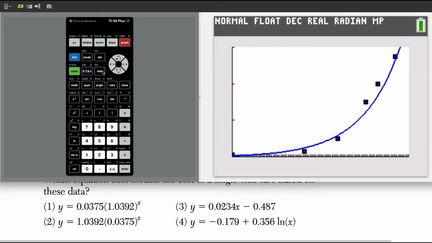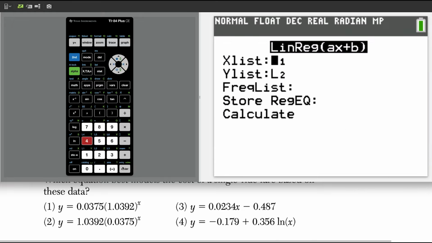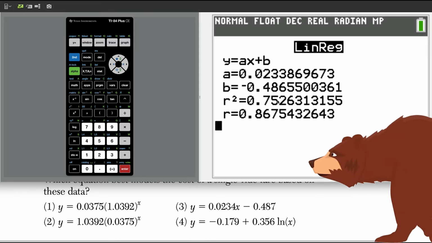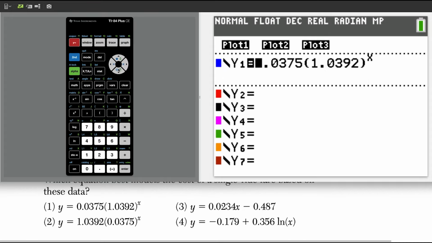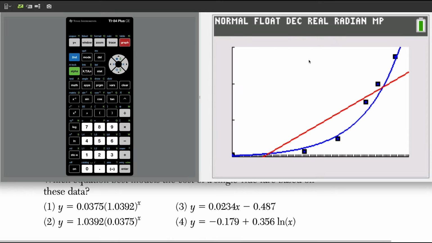If I were to do a linear regression instead, if I press stats, calculate linear regression, then that would bring me to, let's see what we get. We would get exactly choice 3. Choice 3 is a very dangerous bear trap. If we were to actually graph this, we go to the y equals, and we have 0.0234 times x, and then minus 0.487. If we graph this line, watch what happens with this line. Notice that it does go near some of the points, but it doesn't follow the points as nicely as this blue curve here. So choice 1 is our best answer.